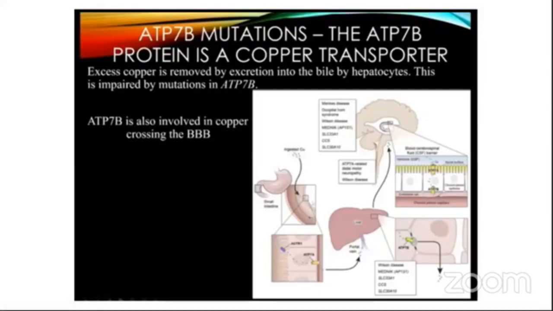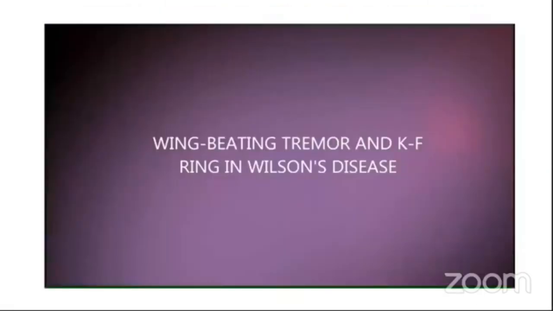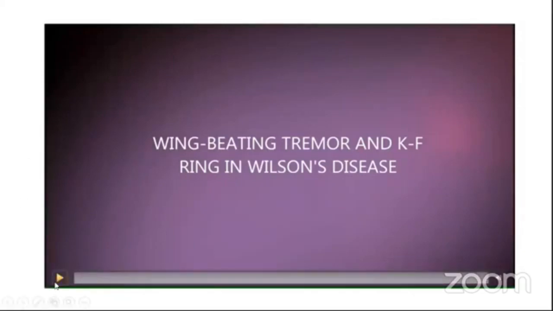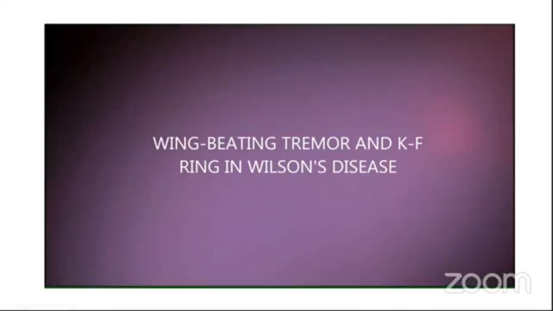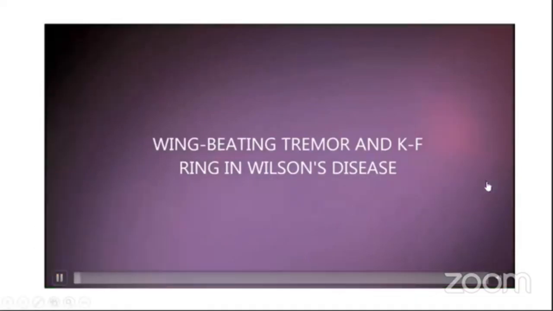We all know it's an autosomal recessive disease, and there is a mutation of the ATP7B gene, which is involved in copper transport. So the ATP7B gene is mutated in Wilson disease. This is the typical wing beating tremor and KF ring in a patient with Wilson disease. The tremor usually presents when the hand is at the level of the shoulder. Actually, this tremor arises from the shoulder joint, so this is called the wing beating tremor.